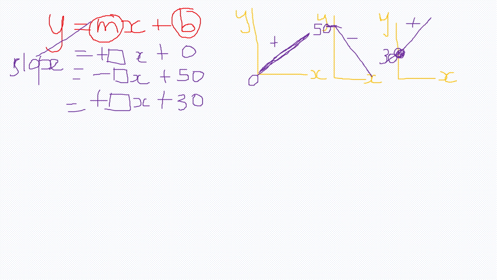The second part is to calculate m, which is your slope. We know the formula is y2 minus y1 over x2 minus x1. In order to get these values, you would go to two different points. Mark off two different points on your line.